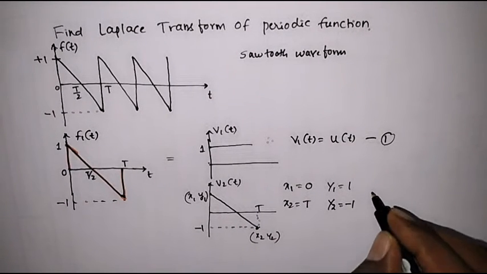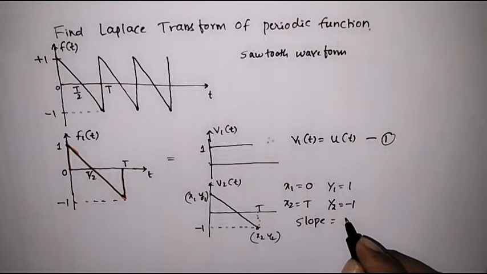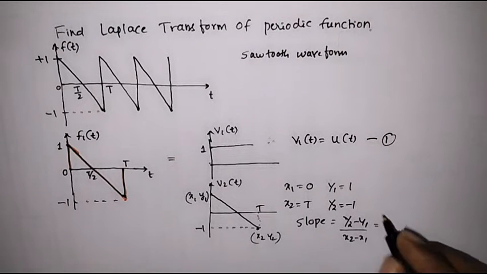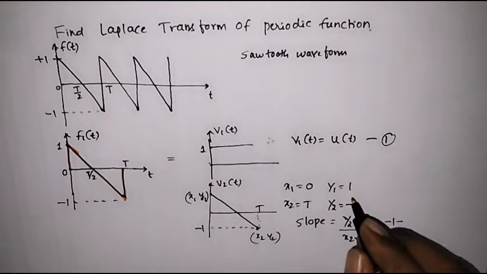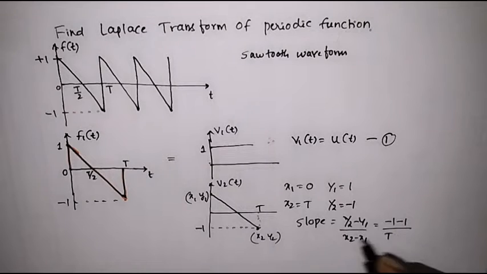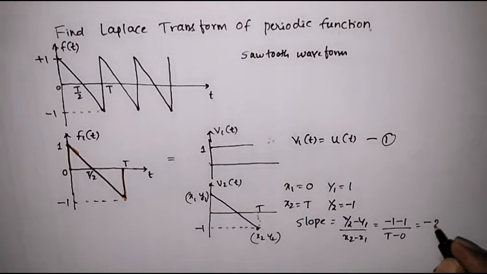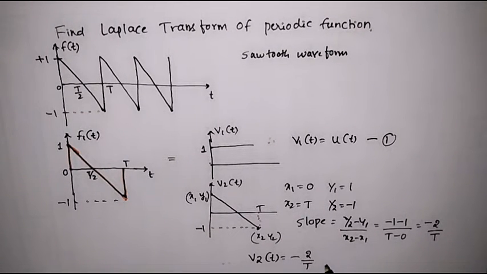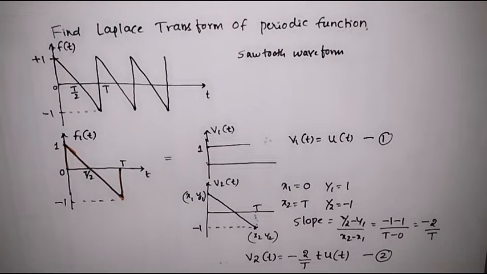Therefore we can find the slope now. We know that slope is equal to y2 minus y1 divided by x2 minus x1, which is nothing but -1 minus 1 divided by T minus 0, which is minus 2 by T. Now I can write v2 of t is equal to minus 2 by T times t, because it's a ramp signal, times u of t, as it begins at t equal to 0. We'll call it the second waveform.